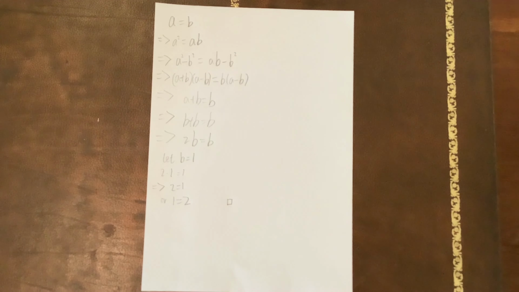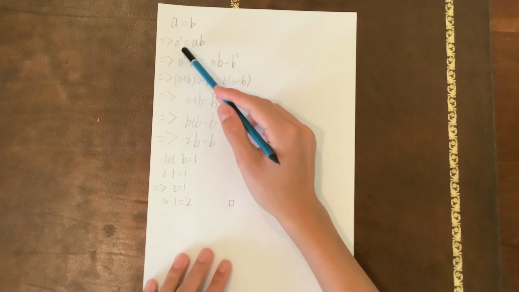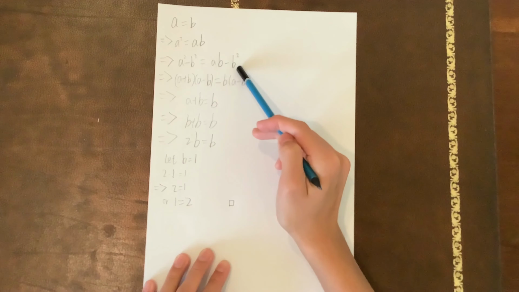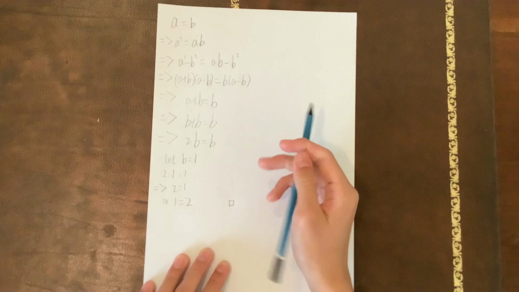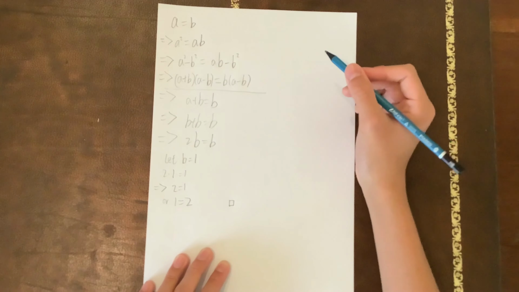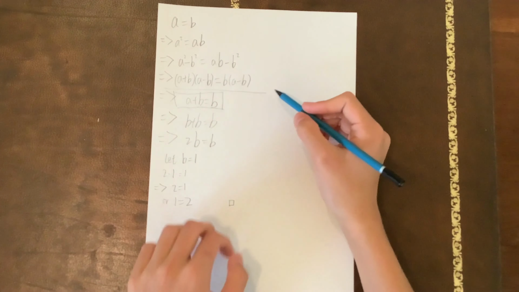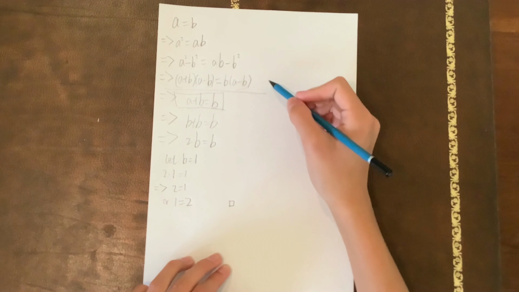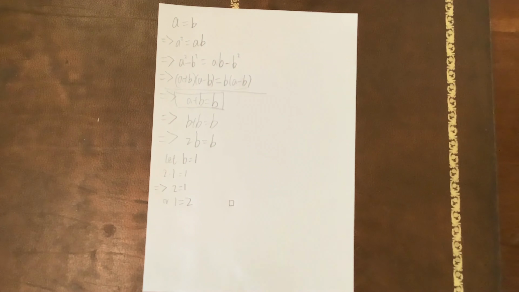Here is where the proof fails. So we start with a equals b, we multiply both sides by a. That's all good, and then minus b squared on both sides. That's correct, no problem. This step is still correct. But this step has a problem. The problem occurs here because a equals b, so a minus b is 0, so we can't divide both sides by 0. So this is where the proof fails.